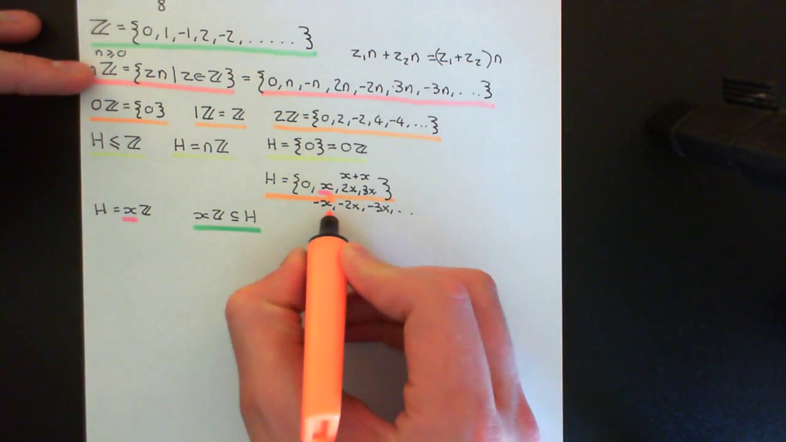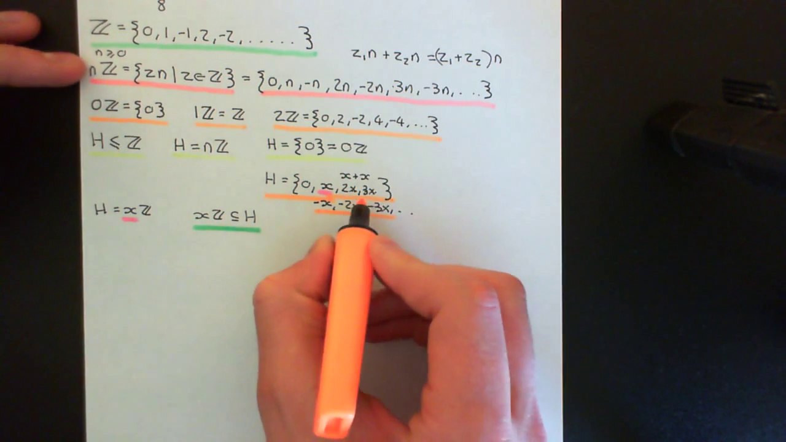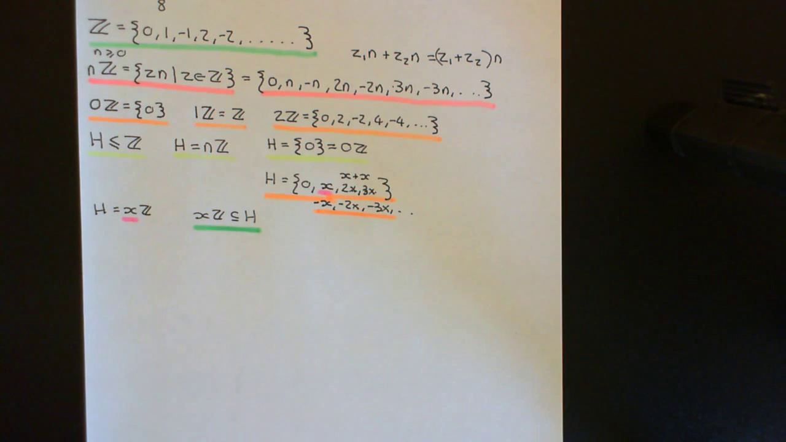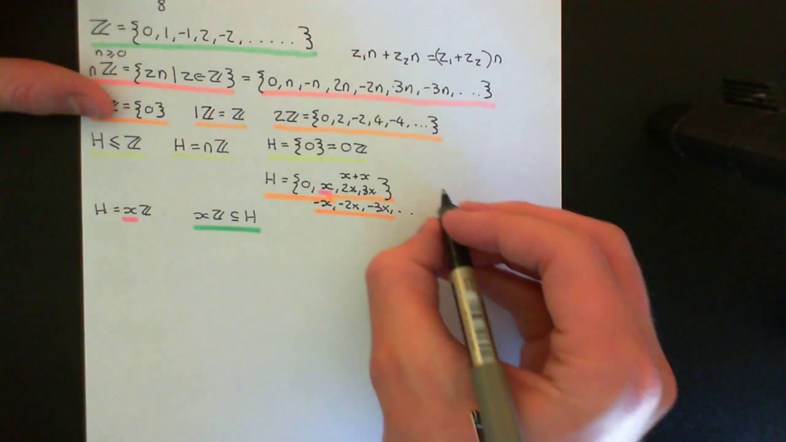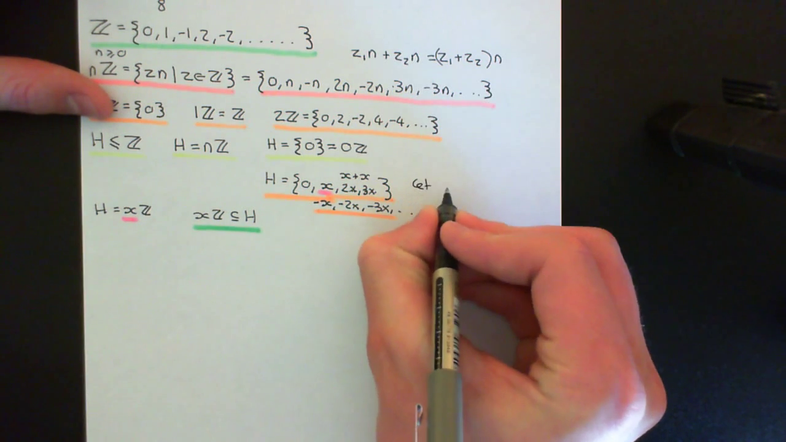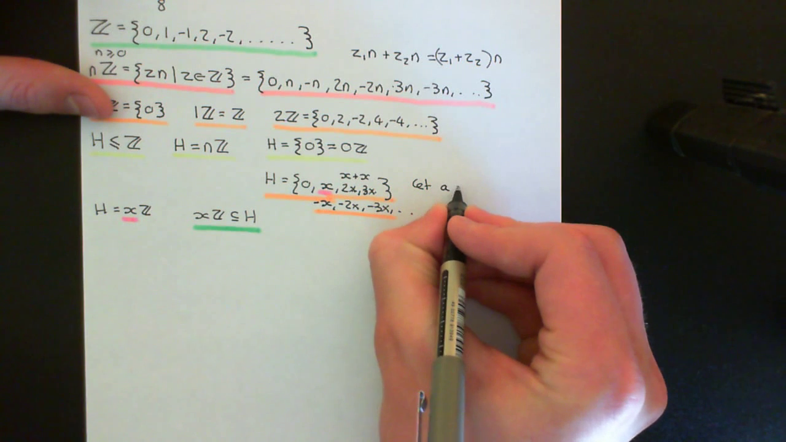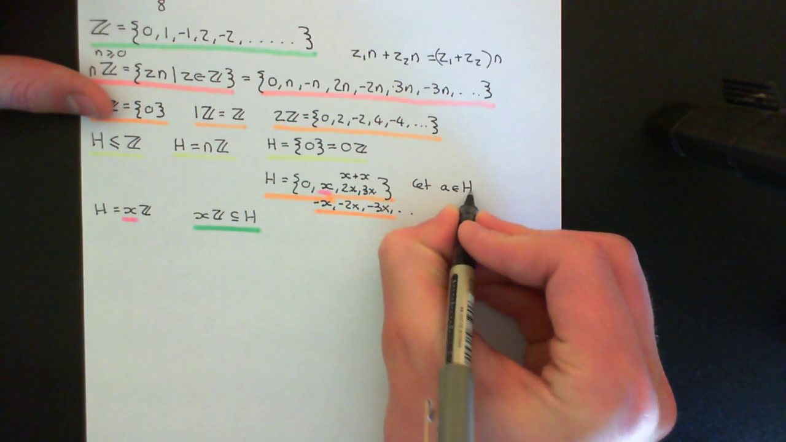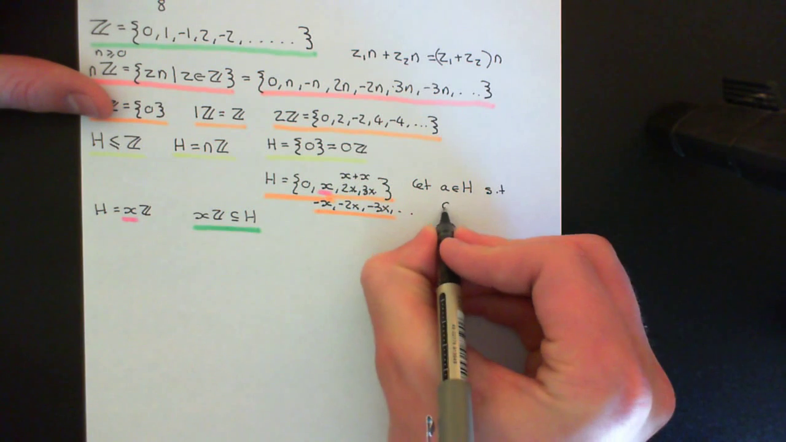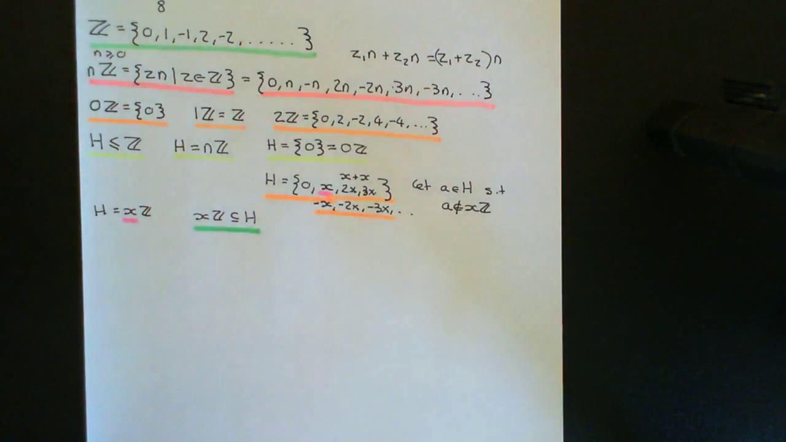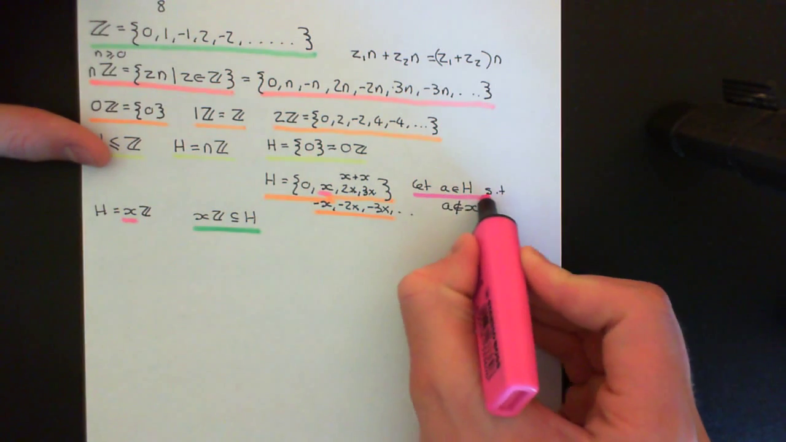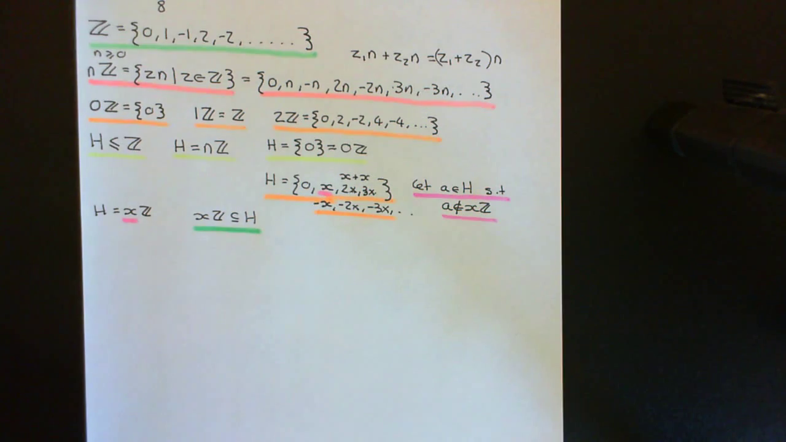Okay, so now what I'm going to show you is that no element that is not of this form is going to be in this subgroup. And I'm going to do this by proof by contradiction. So let's assume that there is an element that is not of this form. So let A be an element of this subgroup capital H, such that A is not an element of x times z. So A is something that's in capital H, but it is not an integer multiple of this element little x here. So how am I going to arrive at a contradiction?